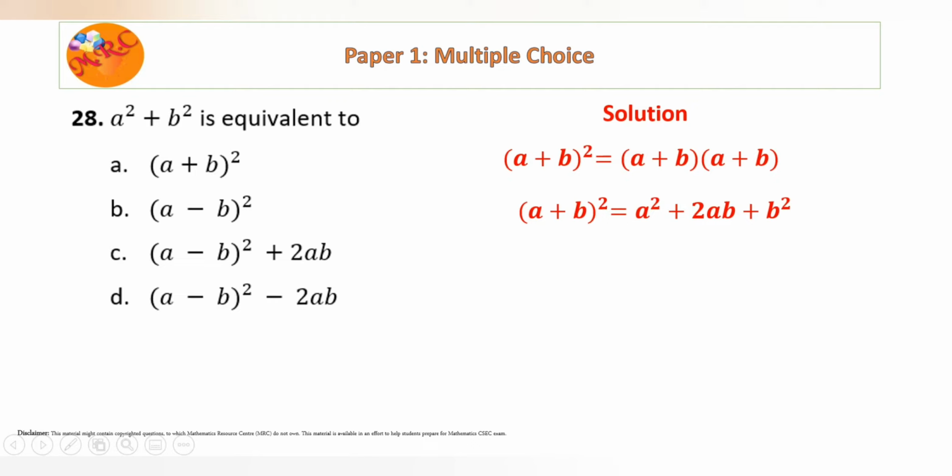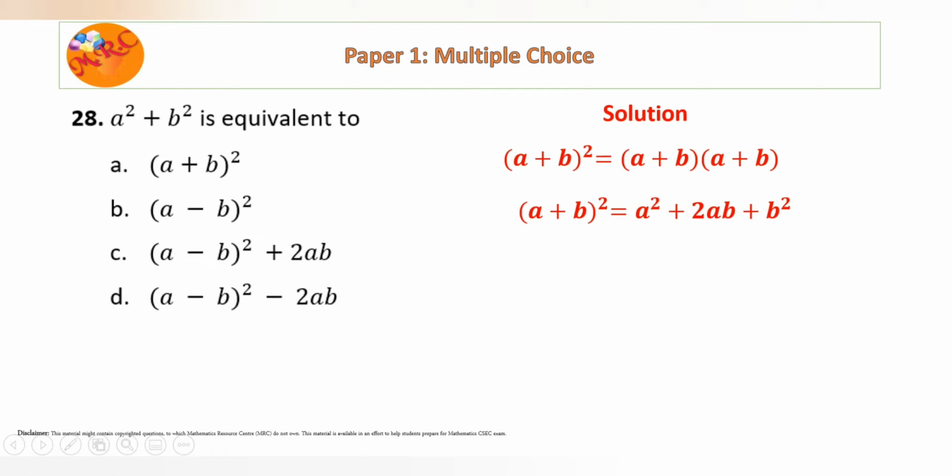So what you can do is to go ahead and distribute a times a, which is a squared, a times b, which is ab, b times a, which is ab, and then b times b, which is b squared. And when you simplify, which is just to add the two terms in the middle, you would have gotten a squared plus 2ab plus b squared. Good. Now let's look at b, right? And looking at our solution here, before we go to b, we notice that it's definitely not equivalent to a squared plus b squared, right? So let's look at b.